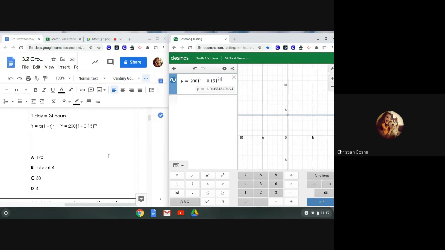So based on these answer choices, the best answer here is B, about 4. Oh, wait, look, D says 4 as well. Let's change that to 46. So it definitely has to be B, 4.